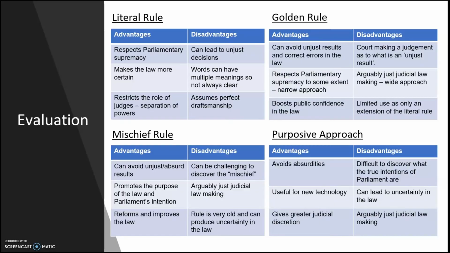But this is essentially judges making a judgment as to what is an unjust result. Why is it an unjust result? It's their judgment. It's their decision that they're deciding that the literal rule approach is creating an absurd result. So they are essentially an evidence of judicial lawmaking. They're making up their decision as to why they think there should be a different result.